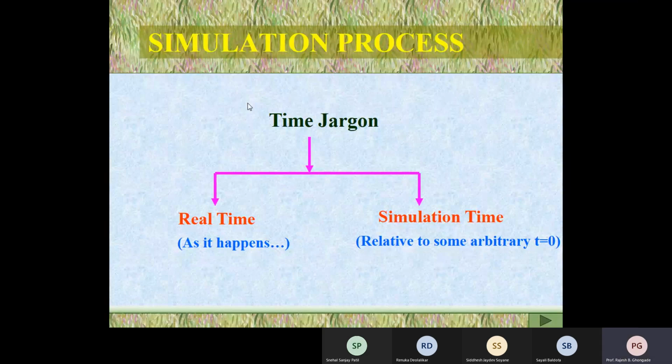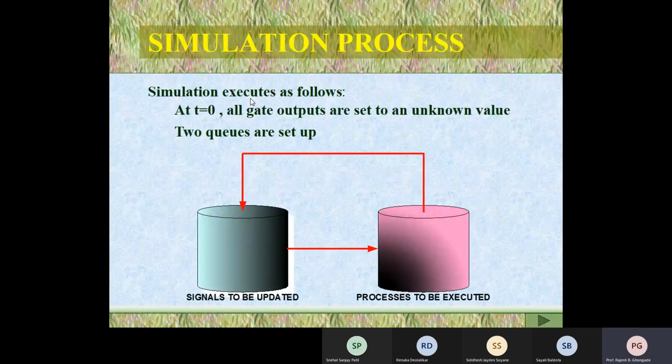All right. Okay. So simulation will execute like this. At t equal to 0, all gate outputs are set to an unknown value. Then there are two queues which are set up. In one queue, you will have signals to be updated and in the other queue, processes to be executed. So two queues are there. This is where the queuing and the scheduling takes place.